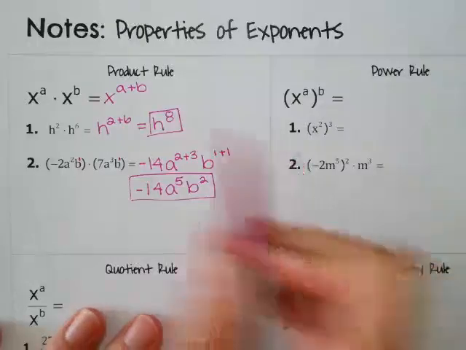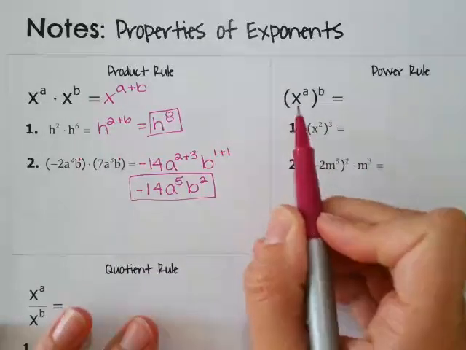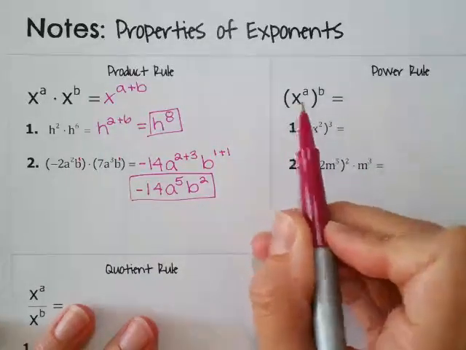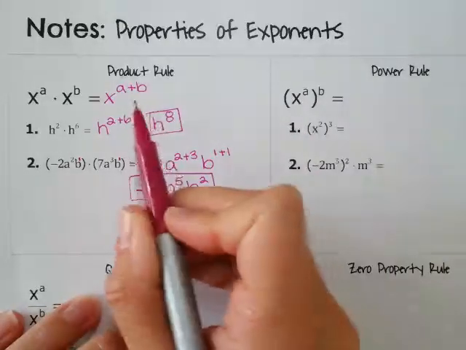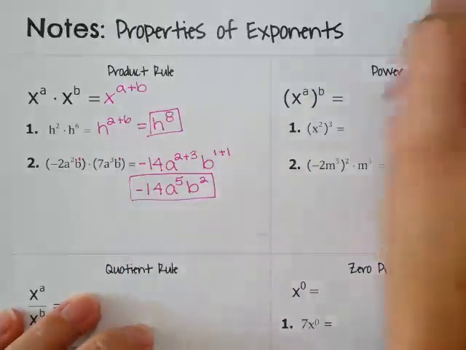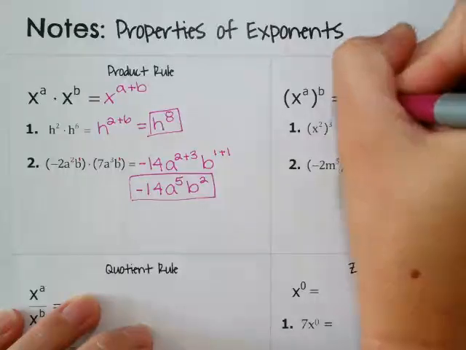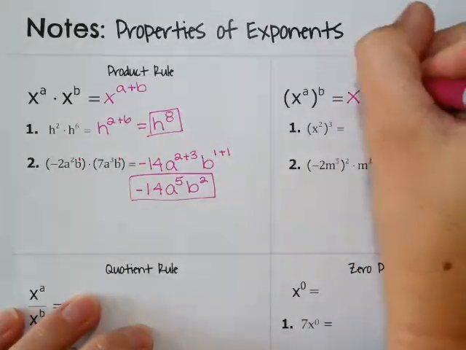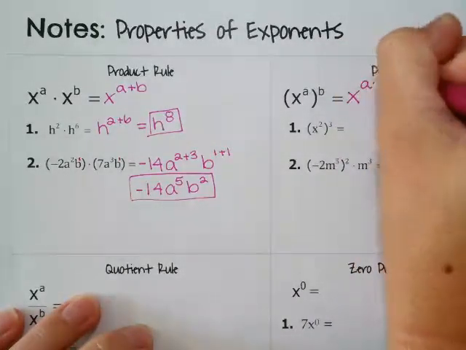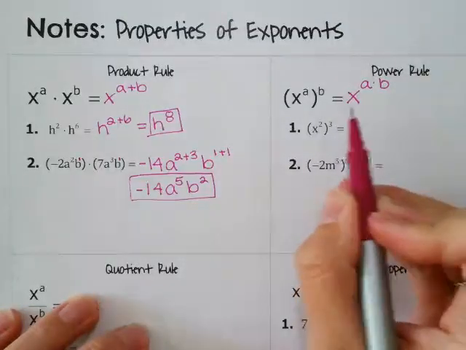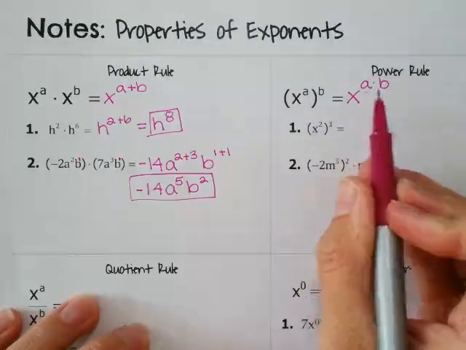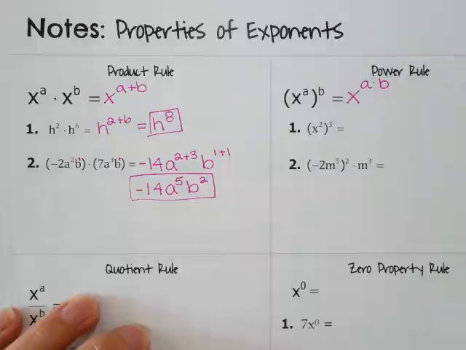Power rule is slightly different than product rule, because if you see here, there's only one variable, or one base. So we're not going to be adding the exponents together. We're going to keep the base, and we are going to multiply the exponents. So base is x, your exponents are a times b.